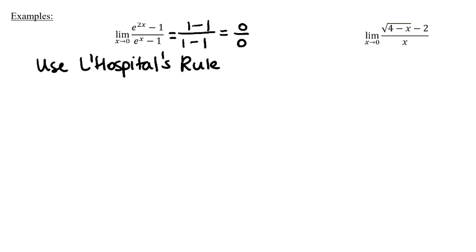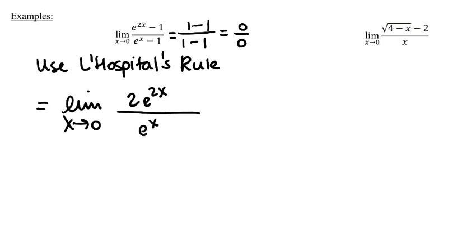Okay, so that's going to be equal now to the limit as x approaches 0 of, okay, I'm going to take the derivative of the top. The derivative of e to the 2x is 2e to the 2x. The derivative of the bottom is e to the x. And now I'm going to plug in again and see what I get. And I'm going to get 2 times 1 divided by 1, and that's 2.